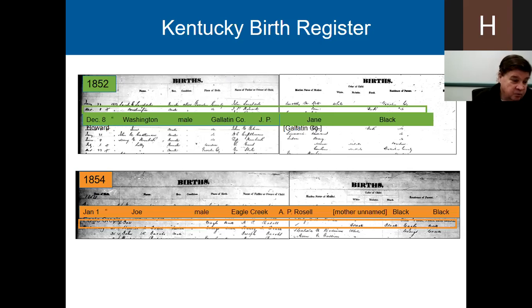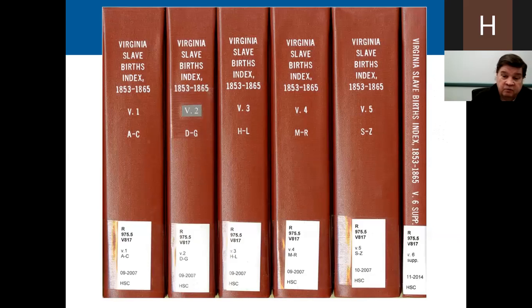And then in this other one, we've got a Joe, who was born in Eagle Creek. The slave owner was A.P. Roselle. There is no mother named in the record, but it says he was black. Virginia also kept records of births beginning in 1853. If your people come from Virginia, this is another set of records that could give you birth information.